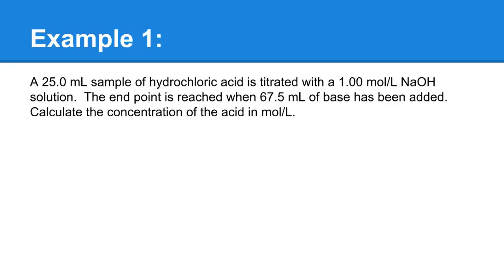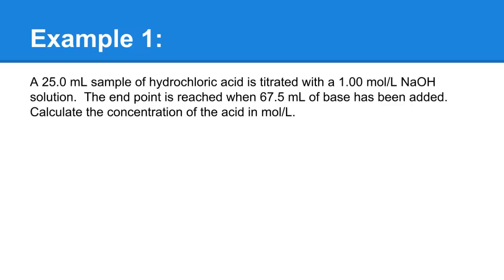In our first example, we have a 25.0 milliliter sample of hydrochloric acid that is titrated with a 1.00 moles per liter sodium hydroxide solution. The endpoint is reached when 67.5 milliliters of base has been added. Calculate the concentration of the acid in moles per liter.